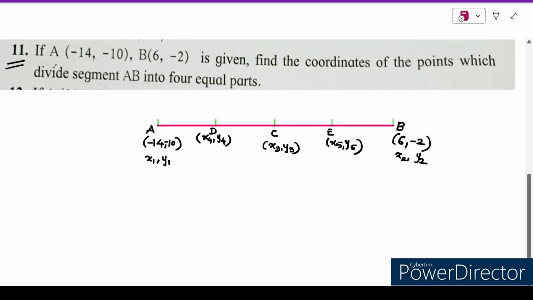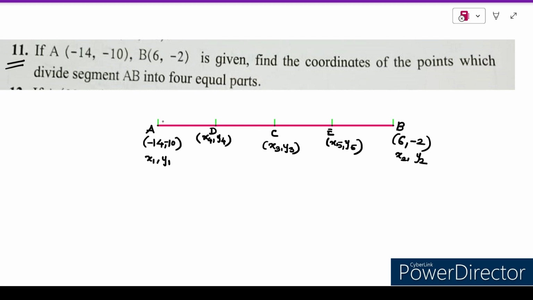Now the solution of question number 11. A is given, that is (-14, -10), and B is given, that is (6, -2). Find the coordinates of the points which divide the segment AB into 4 equal parts.